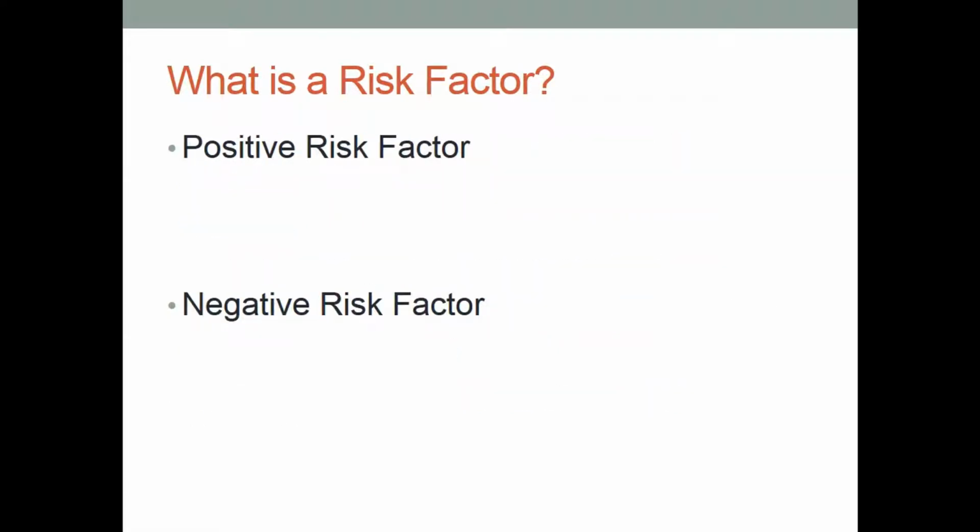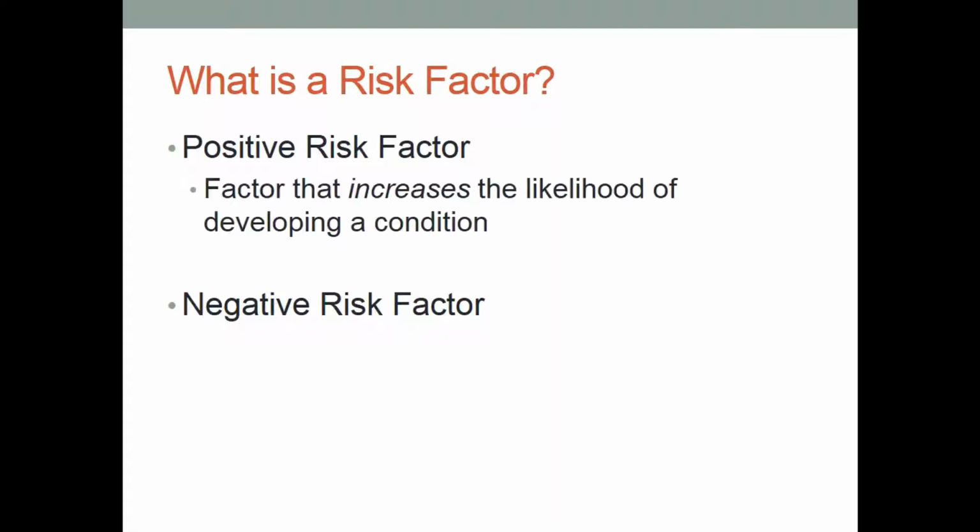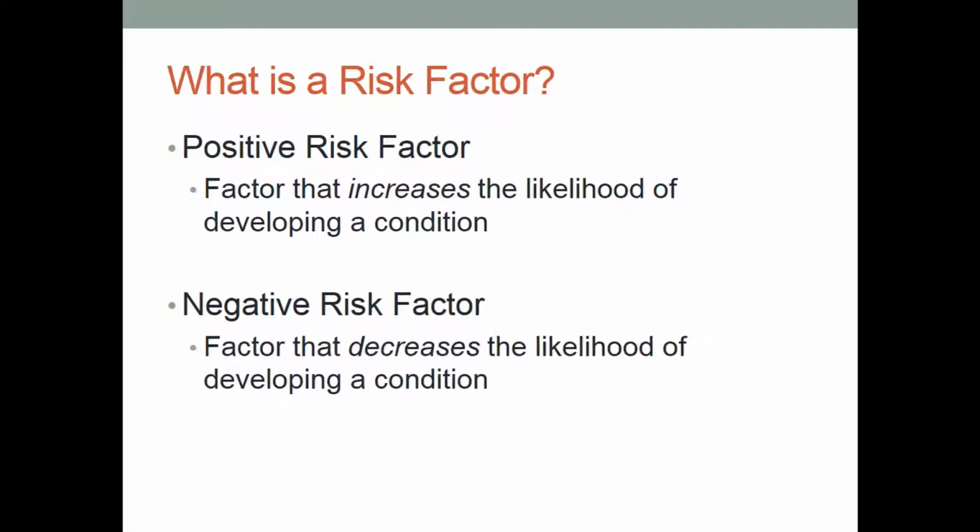Now, there are positive risk factors and negative risk factors. A positive is not a good one. This actually increases your likelihood of developing the condition. So, for example, if you are obese, this increases your risk of cardiovascular disease. If you have high cholesterol, this increases your risk of cardiovascular disease. A negative risk factor is one that decreases the likelihood of developing the condition. And we'll talk about one of the few negative risk factors there are for cardiovascular disease.